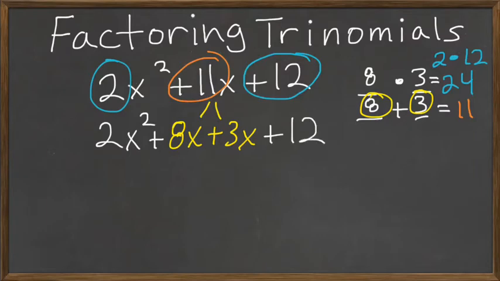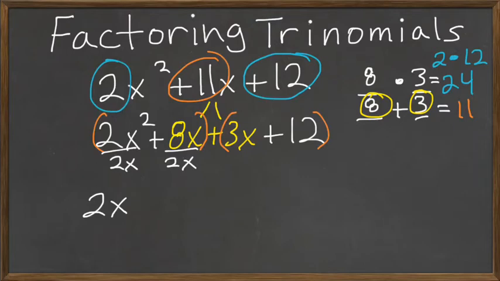Next thing we're going to do is group these together. So I'm going to group the first two parts together and the second two parts together. And we want to factor out what we can from each of those. We factor out the greatest common factor, 2x squared and 8x. We can factor out a 2x. We can divide each of those by 2x. So we're going to divide out by 2x, bring that to the front.